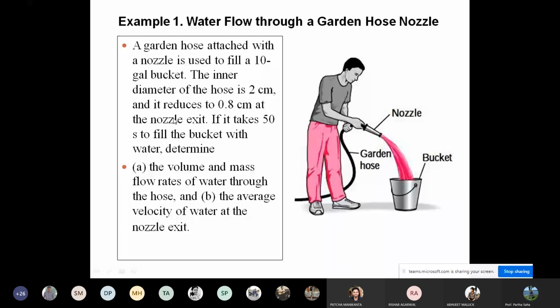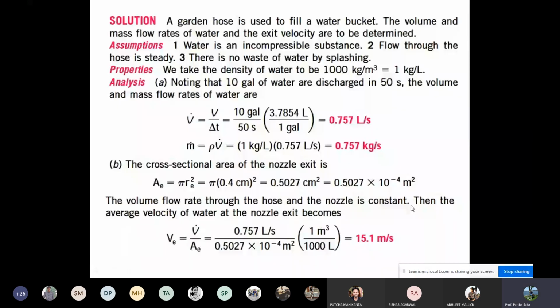So it takes how much time? 50 seconds to fill the bucket with water. It's a 10-gallon bucket, so let's solve it. The garden hose is used to fill the water bucket, and we need the volume and mass flow of water. Water is an incompressible fluid. First of all, the flow through the hose is steady and there is no waste of water. The density of water is considered 1000 kg per meter cube, or 1 kg per liter. 10 gallons of water are discharged in 50 seconds. The volume flow rate is volume by total time, right?